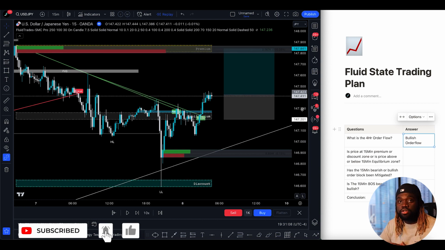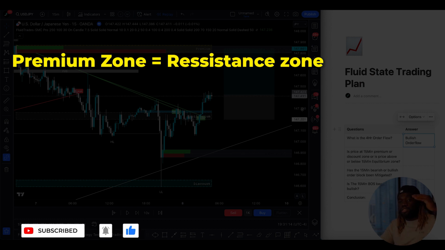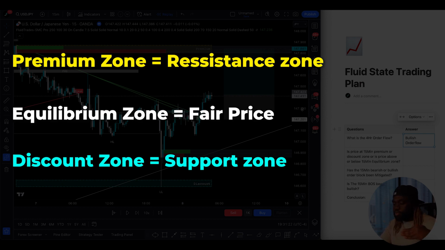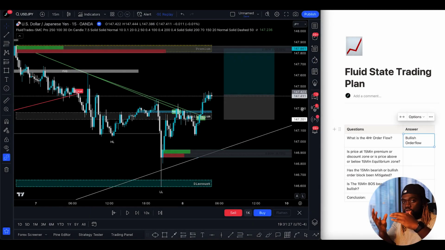So for those that don't understand premium and discount zone, premium zone is basically a resistance zone, and discount zone is basically a support zone, right? And the equilibrium is right at the fair price. So if price is above the equilibrium zone, the equilibrium plays as a support for price to keep going up. If price is below the equilibrium zone, the equilibrium plays as a resistance for price to continue going down. As you can see, price is above the equilibrium zone.